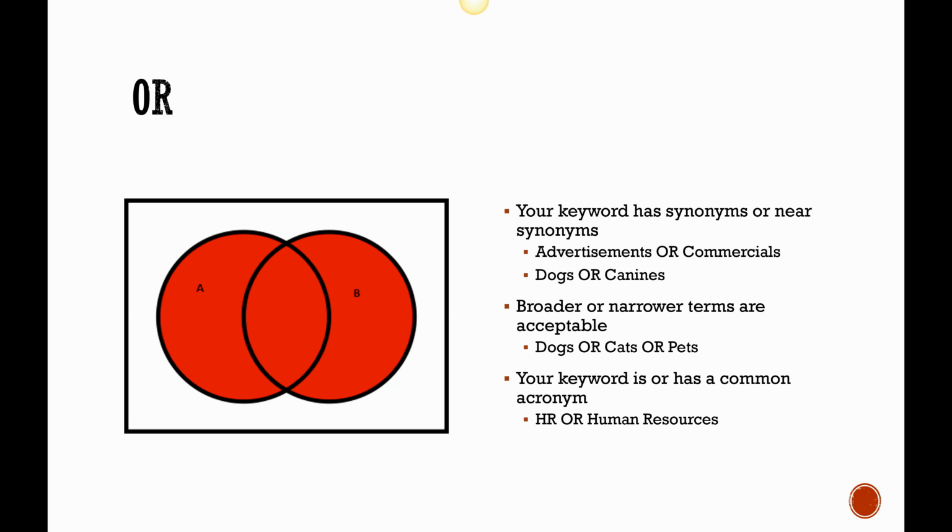A search for cats or dogs tells the computer that you want any articles that are about cats, any articles that are about dogs, and any articles that mention cats and dogs. Notice that this brings back more search results than an and search, which would tell the computer that you only want to see articles that are about both cats and dogs.